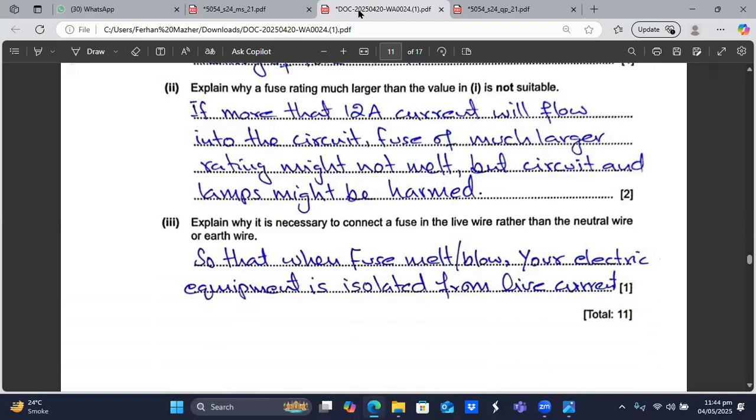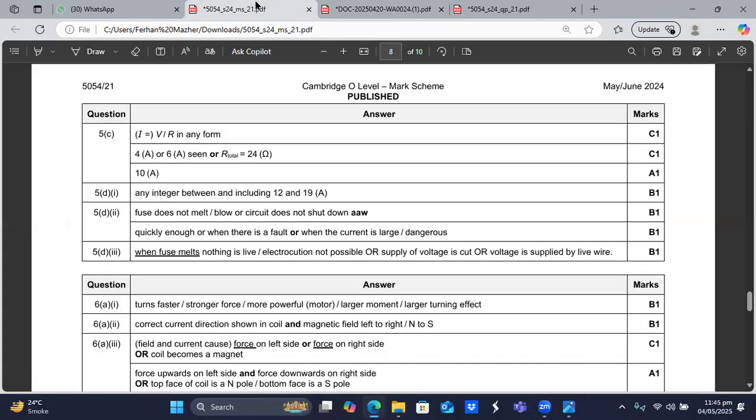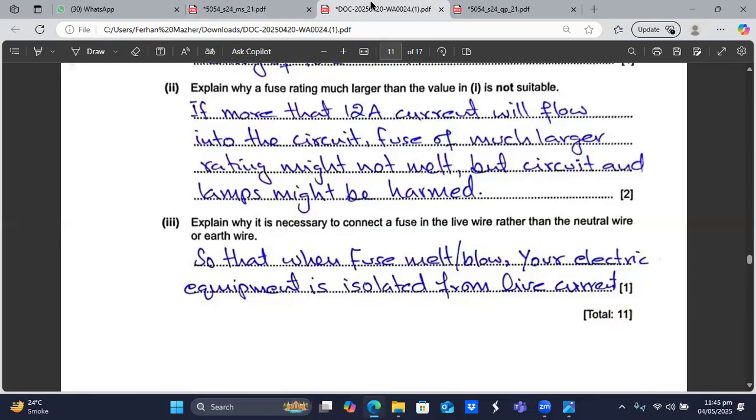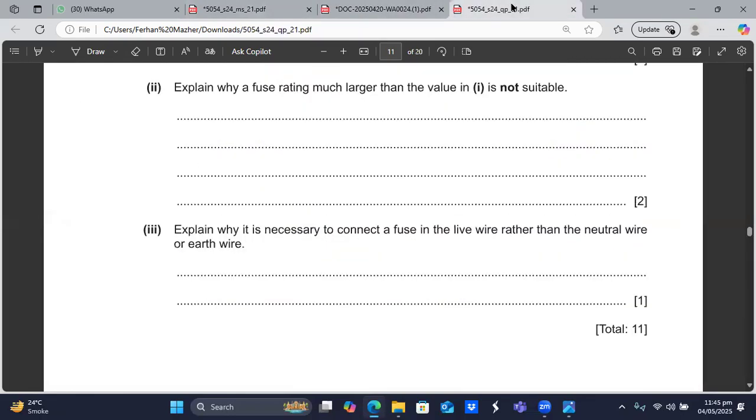or a short circuit. Explain why if more than 12 ampere current flows into the circuit, a fuse of much larger rating might not melt, but the circuit and lamps might be harmed. So if there is a short circuit, your lamps might be harmed, but the fuse will not blow. Okay, I hope you understand this idea.